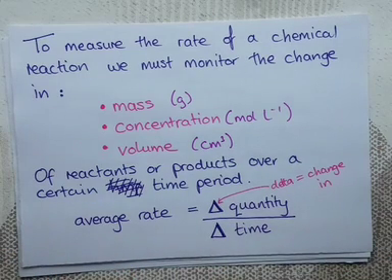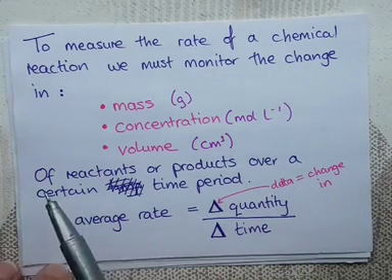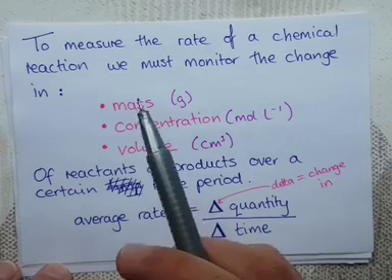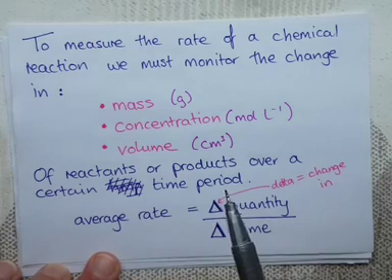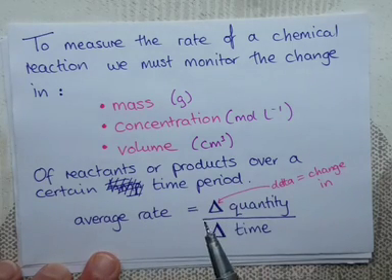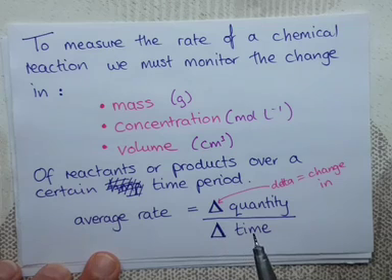We'll look at each one in more detail, but this is just the general way we can measure the rate of a reaction. And we've got to measure the change in one of these quantities, so the change in amount of reactants or products over a certain time period. And we would say the average rate is the change in quantity divided by the change in time.